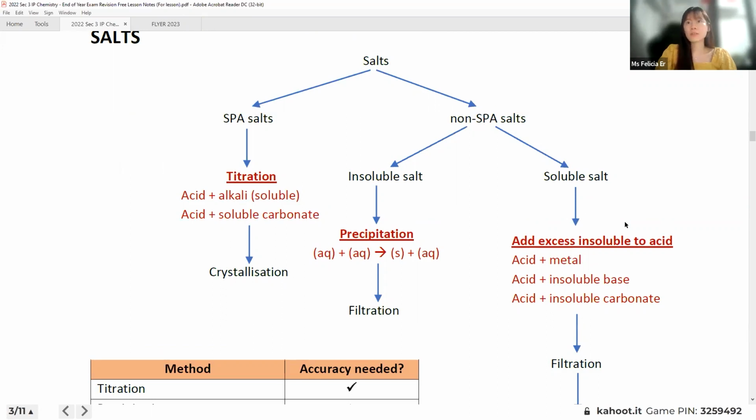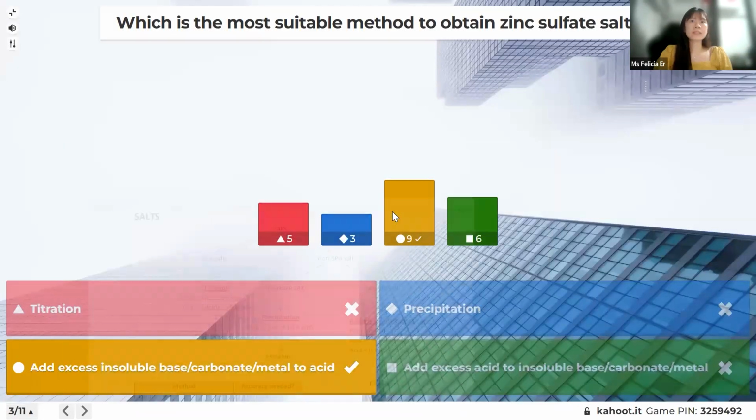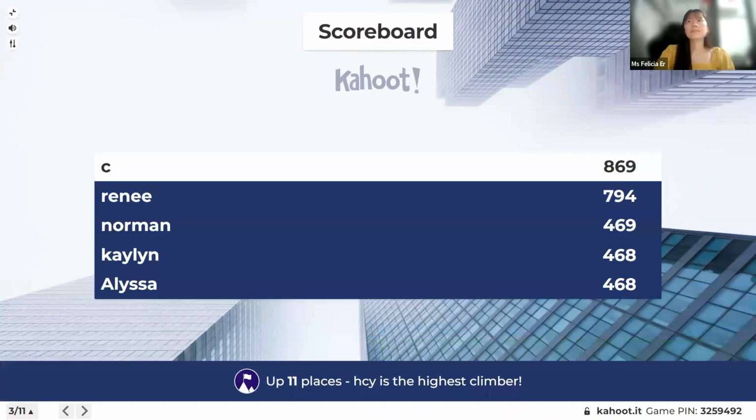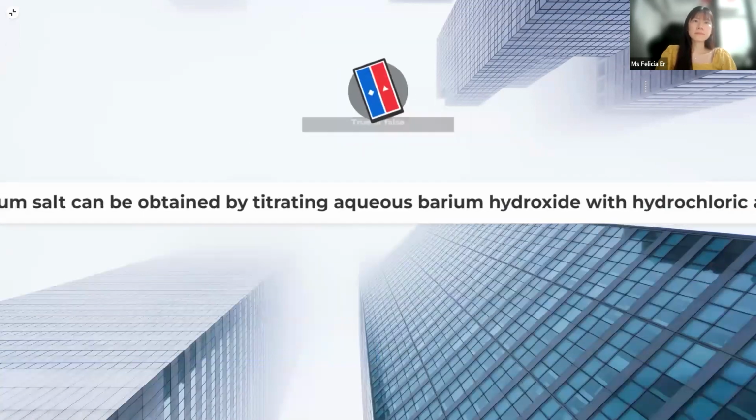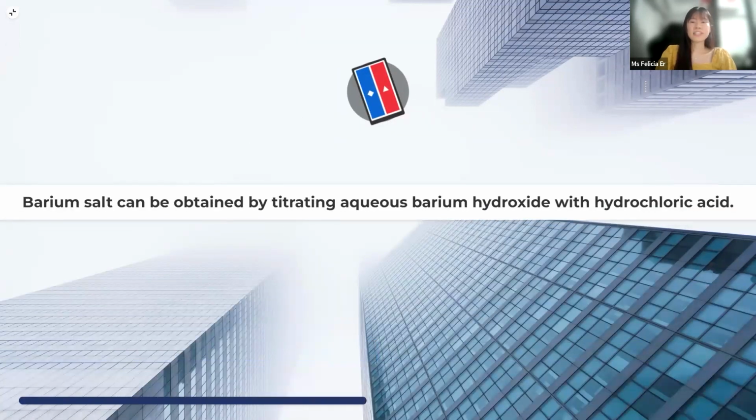So it's not SPA soluble. It will be an excess of insoluble solid to acid. I told you already, it's always an excess of the solid so that it's easy for you to remove the solid by doing filtration. That's why the answer is excess insoluble solid to acid, not the other way around, not the green one, just like I emphasized. But this one, 50% chance to get it correct.